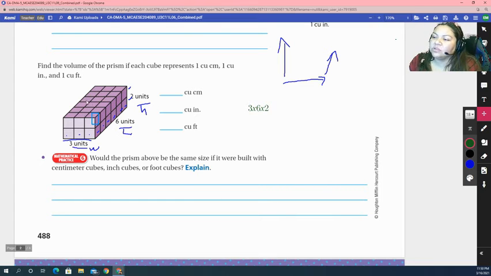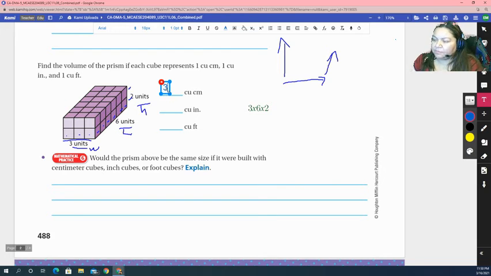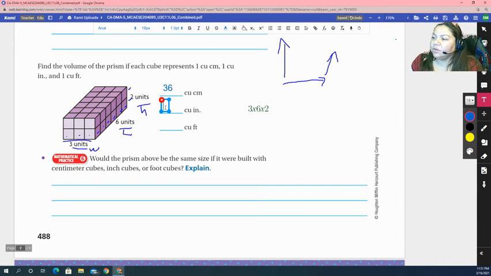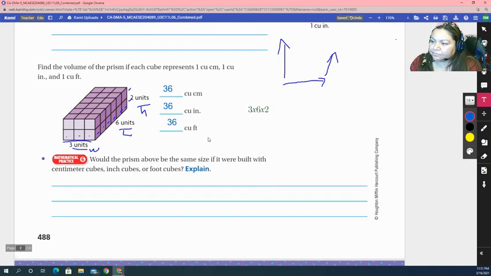The point is that you count all the cubes, and you have to keep in mind the ones that you can't see because they're in the back of this picture, right? But the front is what's going to help you figure that out. So in this case, if my units are in centimeters, then this is going to be 36 cubic centimeters. That would be my volume. If each cube is in inches, then my volume would be 36 cubic inches. If each cube or unit is in feet, then the volume would be 36 cubic feet.